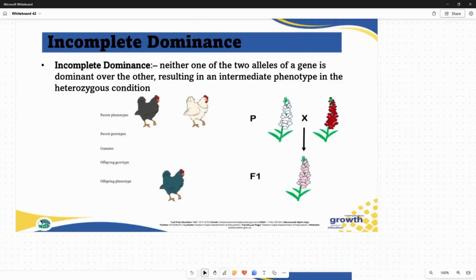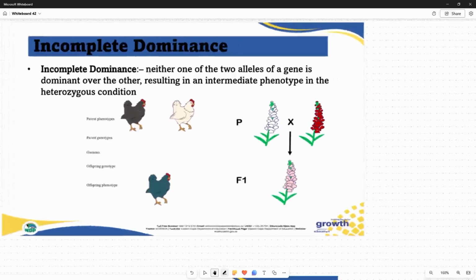Okay, now let us move on. Let us now go to the second type of dominance, which is incomplete dominance. Now, in incomplete dominance, neither one of the 2 alleles of a gene is dominant over the other one. Remember, in complete dominance, we had said that one is dominant, one is recessive. But now, in incomplete dominance, we are saying neither one is dominant. And this results in an intermediate phenotype in the heterozygous condition.